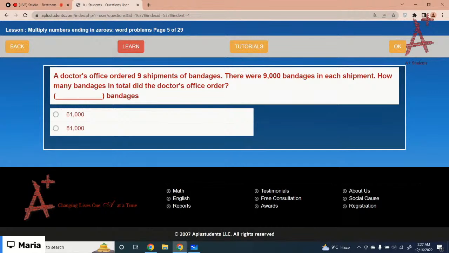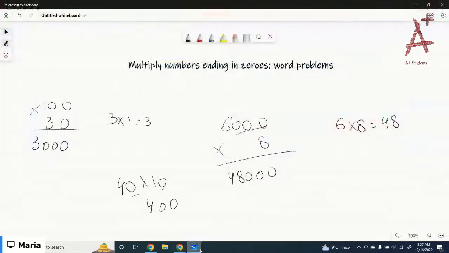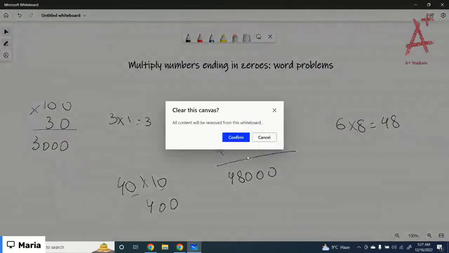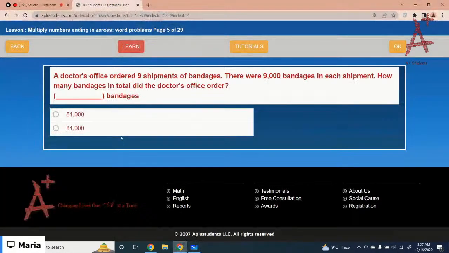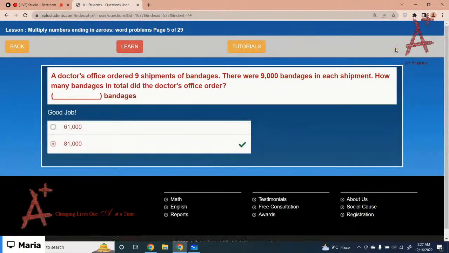Okay, you have to do 9 times 9,000. Got it? So 9 times 9,000 is, multiply the non-zero numbers. The non-zero numbers are 9 times 9. 9 times 9 is 81. So you have three zeros. Add the three zeros to the right of the 81. So it would be then 81,000. Got it? The correct option is 81,000. Just select the correct option, then click on the OK button.